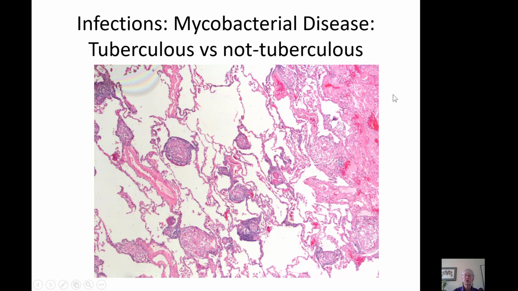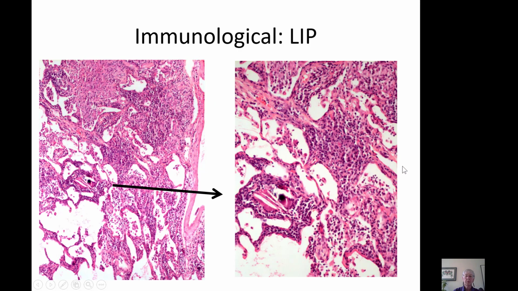Infections are a common association with a random distribution. In this case, mycobacterial disease, and you have to consider tuberculous versus non-tuberculous mycobacterium. This is a case of non-tuberculous mycobacterium where the granulomata are relatively well formed, associated here with a little bit of lymphocytic infiltrate, and are present mostly in the interstitium in this case, but over here they're also present within the air spaces.